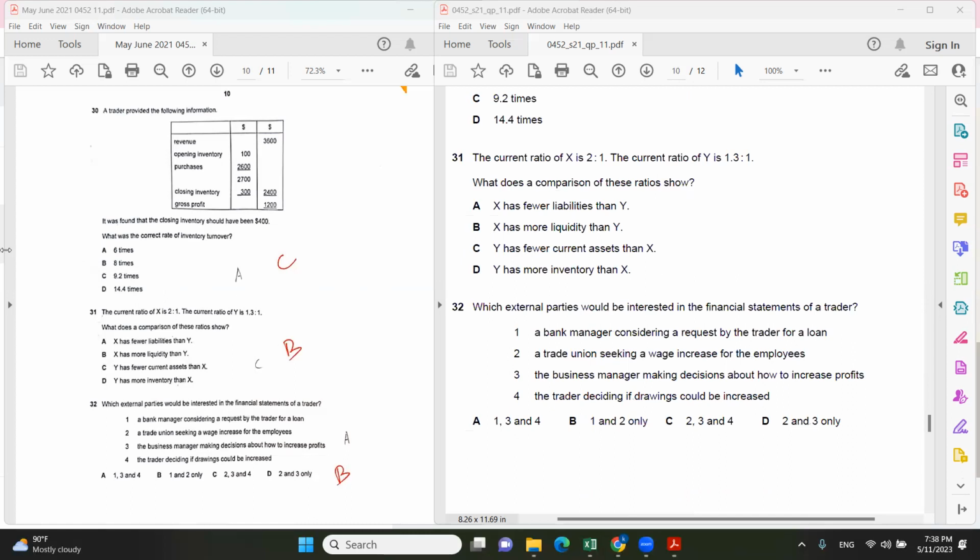31. Okay, the current ratio of X is 2 and then Y is 1.20. Okay, current ratio, this is liquidity. More is better. That means X is basically better than Y. So X has fewer liability? This one we don't know because they don't give us a value. So this one we cannot assess.